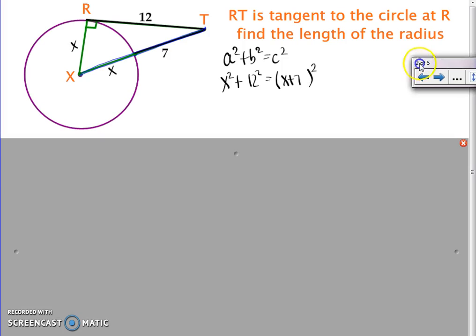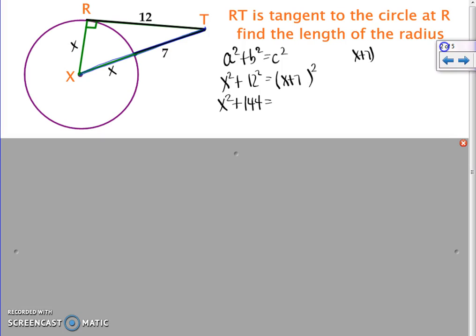Now when we square a quantity like that, we'll talk about that in a second. Let's just get this down first. This is 144. We can't simply just write x squared plus 49. That's not what that is. When we have a quantity squared like that, it's really taking x plus 7 times x plus 7.